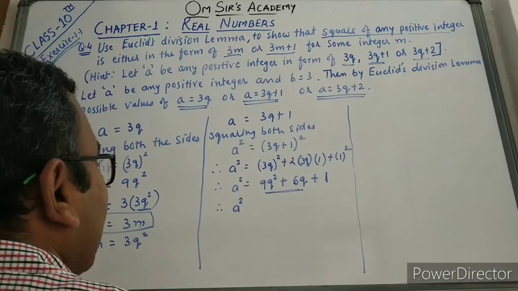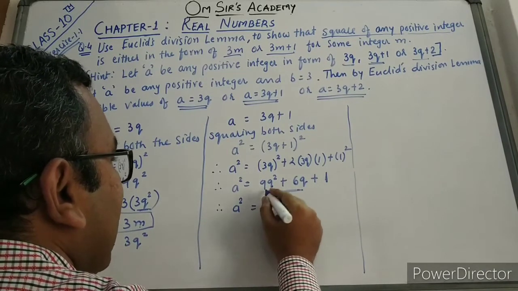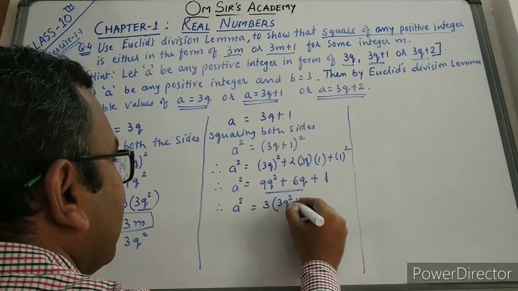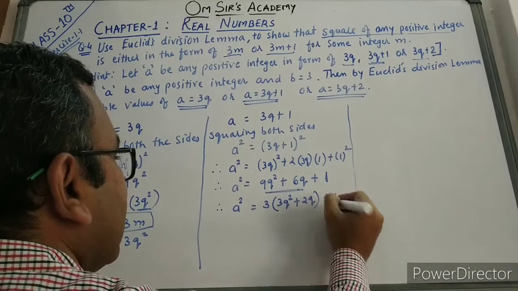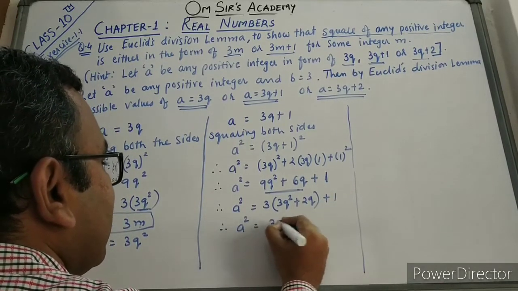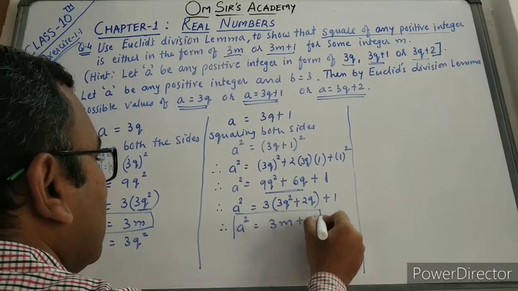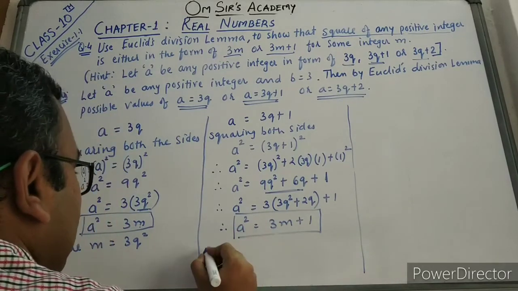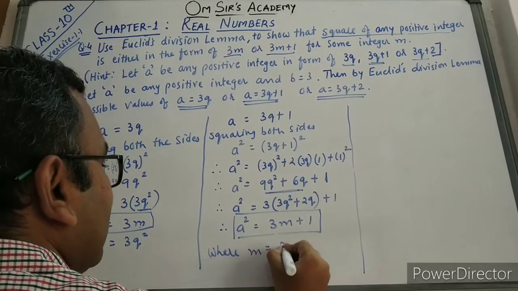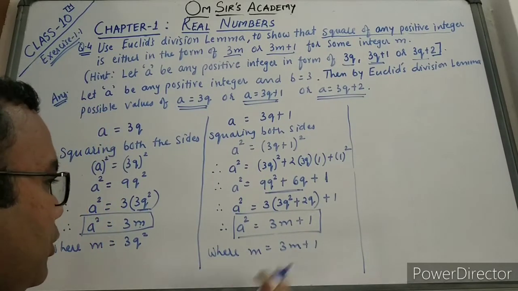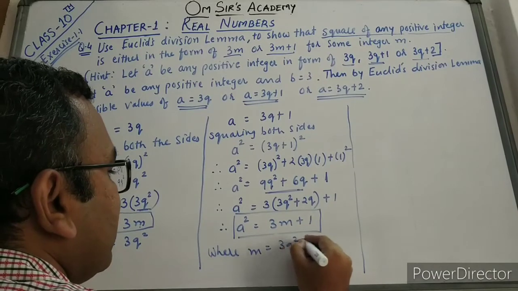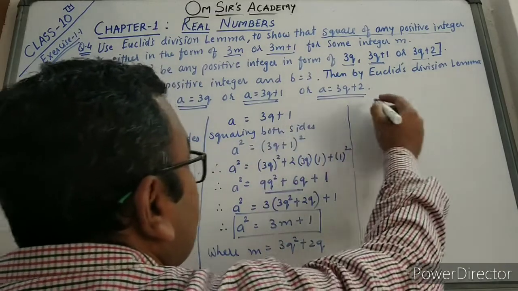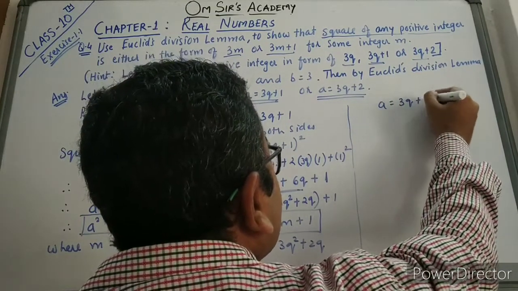So a square is equal to what? I am taking out 3 common in these two terms, so it will be 3 times q square, 3 into 3 is 9, plus 3 into 2q, that is 6q, plus 1. So a square equals 3m plus 1. So in this also, by squaring, I got the form 3m plus 1, where m is equal to 3q square plus 2q. Is it clear, friends? Now moving to the third one, the third positive integer, that is 3q plus 2.